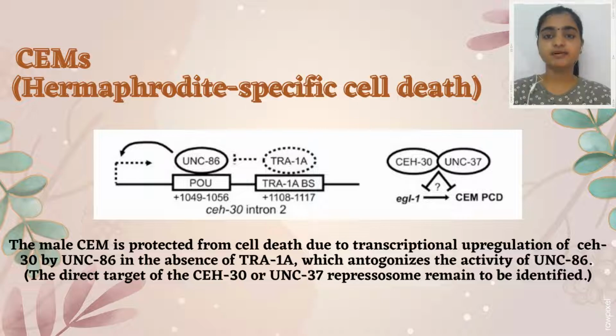The example of an apoptotic event that happens during C. elegans development is the hermaphrodite-specific cell death of CEM, which means cephalic male. A brief introduction about the CEM: the male is protected from cell death due to the transcriptional upregulation of CEH30 by UNC86 in the absence of TRA1A, which antagonizes the activity of UNC86. The direct target of CEH30 or UNC37 repressor remains to be identified.